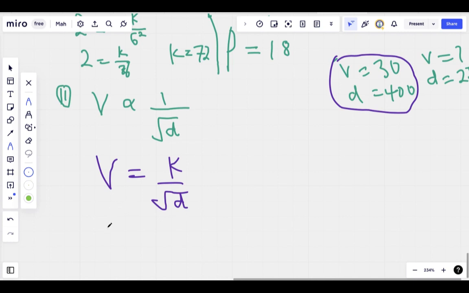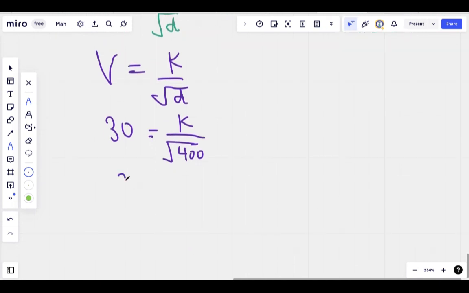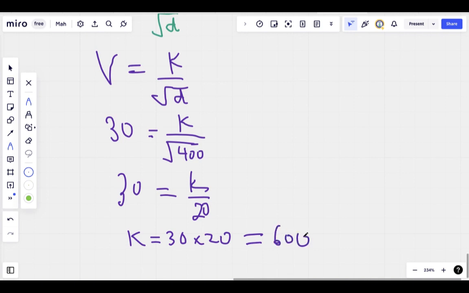So V is 30. So I write 30 here is equal to K, the value we're looking for, over the square root of 400, because D is 400, the initial values. The square root of 400 is 20. So we have 30 equal to K over 20. When we cross multiply, K will be 30 times 20, which is 600. So we get the value of K to be 600.